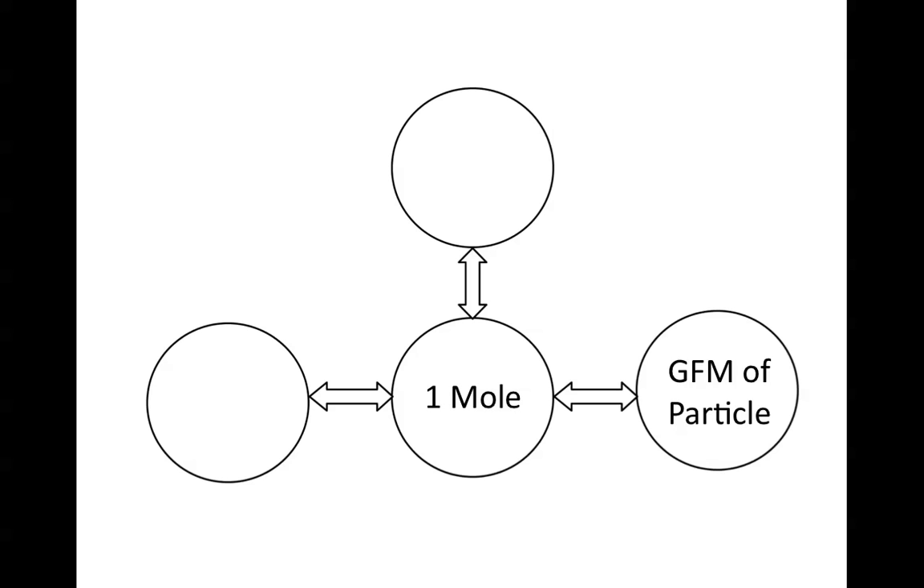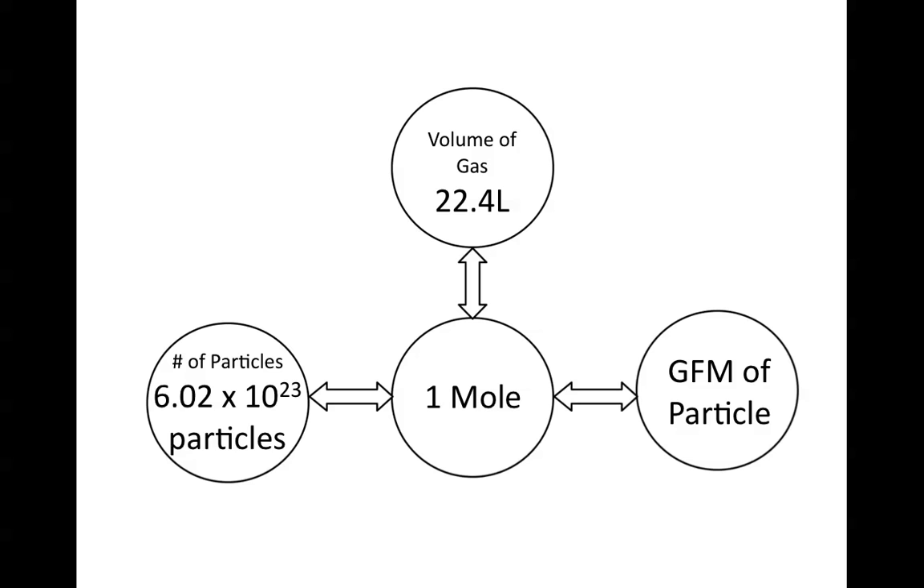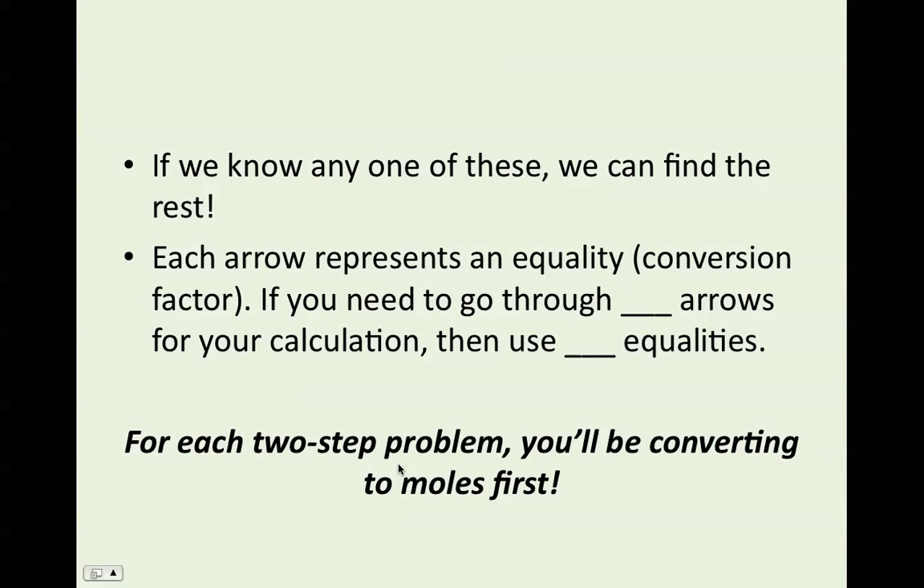So 1 mole is equal to the GFM of a particle. 1 mole is equal to 22.4 liters of a gas. And 1 mole is equal to 6.02 times 10 to the 23rd particles of a gas. So any of these relationships we can represent with an equality. If we know any of these, we can find the rest.